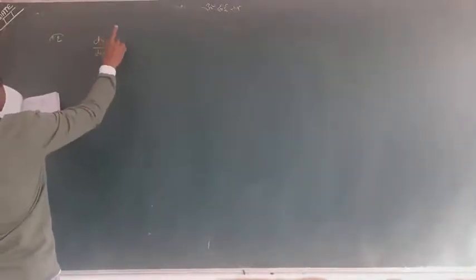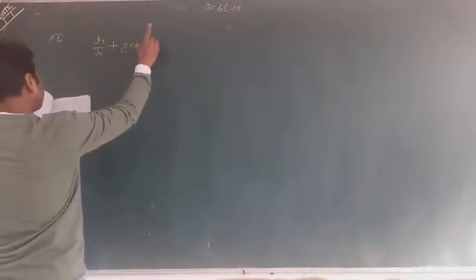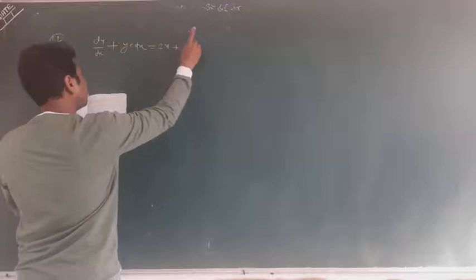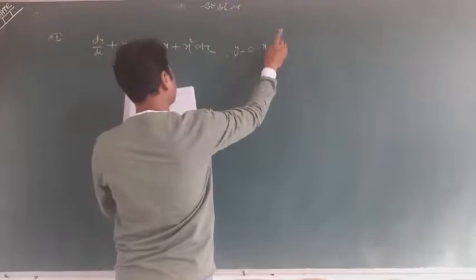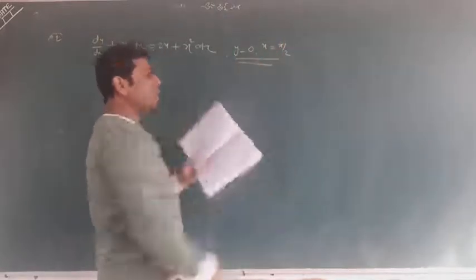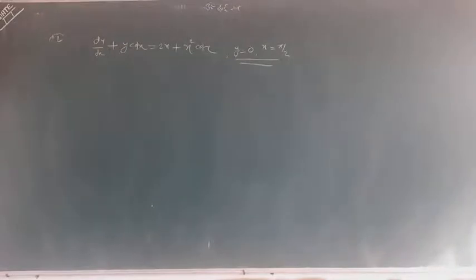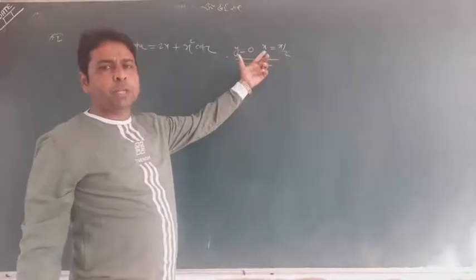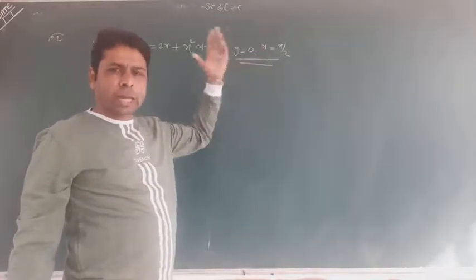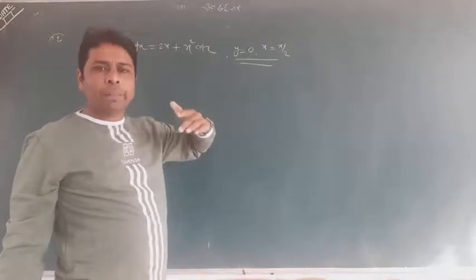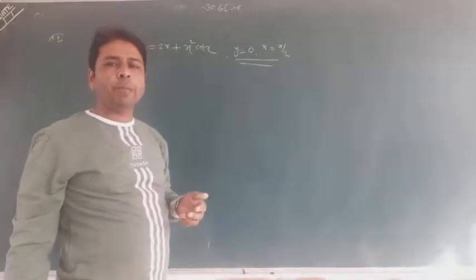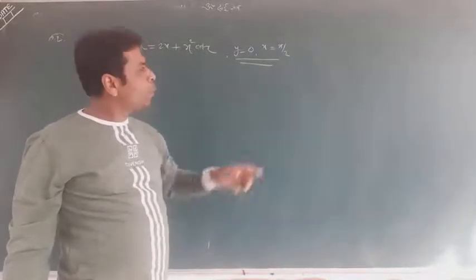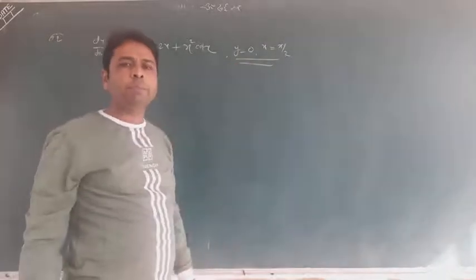Example 22: dy by dx plus y cot x is equal to 2x plus x square cot x, where y is equal to 0 when x equals pi by 2. One should be aware of this sentence. Whenever this sentence comes, it means you are told to find the particular solution. That is, when the arbitrary constant c is there in the solution, we find the value of that arbitrary constant and put it in, and that is called a particular solution. Whenever this condition is given, it means you are told to find the particular solution.